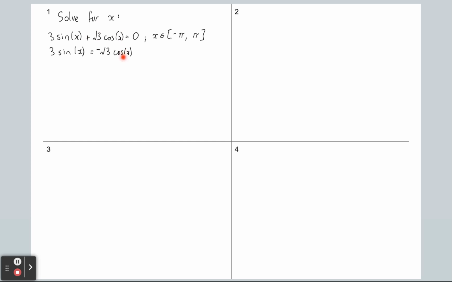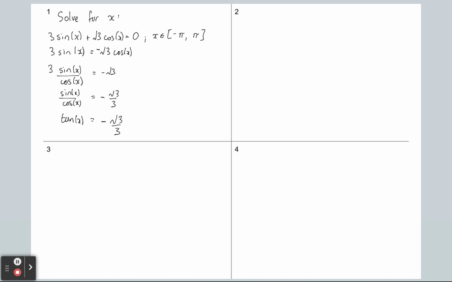Now I'm going to divide both sides by cos of x. Can you see what that's going to do? On the left-hand side, I'm going to have 3 sine of x over cos of x. On the right-hand side, I'm just going to be left with minus root 3. Then I'm going to divide both sides by 3. So I've got sine of x over cos of x is equal to negative root 3 on 3. And then the sine of x over the cos of x is equal to the tan of x, so tan of x equals negative root 3 on 3. Fantastic.